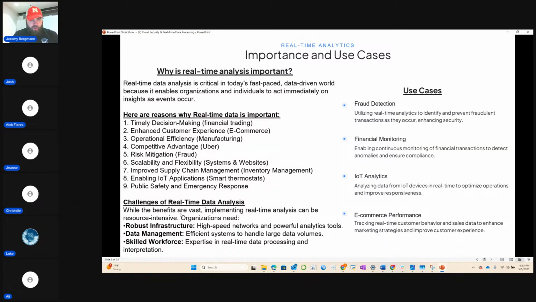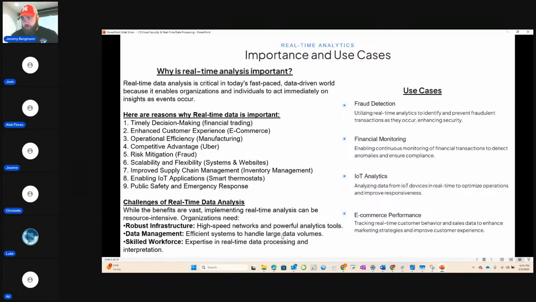The challenge is having the robust infrastructure for it, the high-speed networks and powerful analytical tools. Cloud helps with that, cloud like Azure. To manage that large amount of data, you often need special tools. You can't just do it in a relational database. You would run into bottlenecks and major challenges, and transactions would start colliding in a relational database.